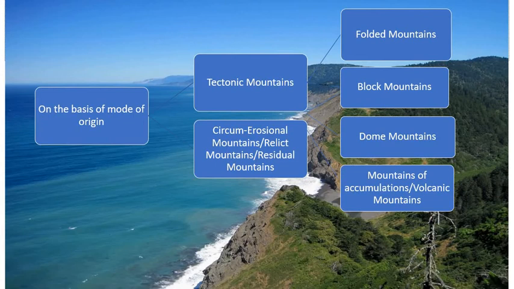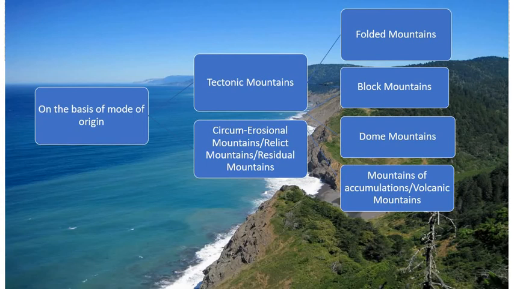Tectonic mountains are those mountains which are usually formed due to the tectonic activities of the earth, or due to the internal forces of the earth. The mountains that are formed this way are known as tectonic mountains. Whereas a circumerosional mountain is a mountain which is formed due to the external forces of the earth. So one is tectonic mountain and another one is circumerosional mountain.